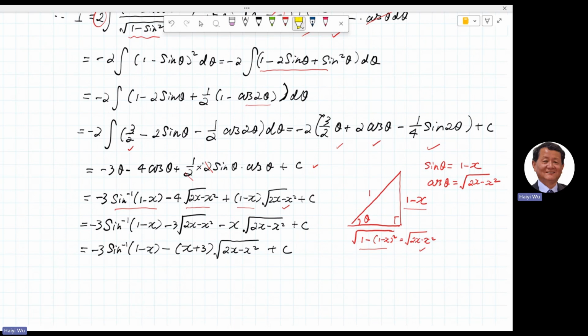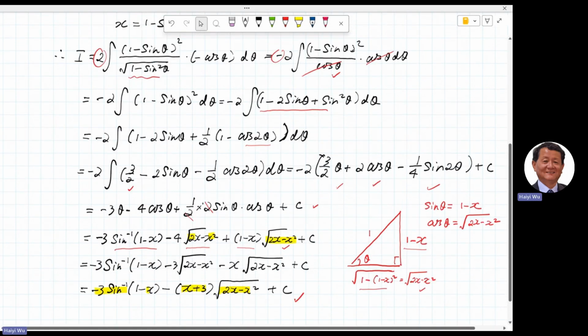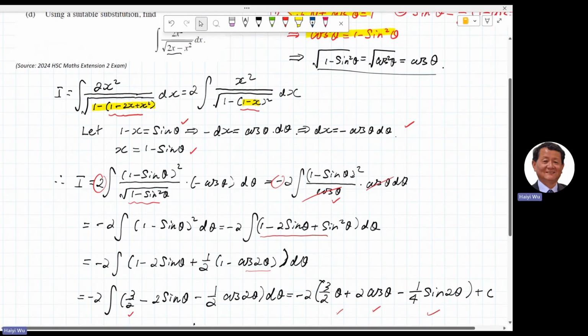Then I'll put those two square roots together, then simplify to x plus 3 in the bracket, and the first one, and plus c. That's it. We solved that question. It's a very interesting question.